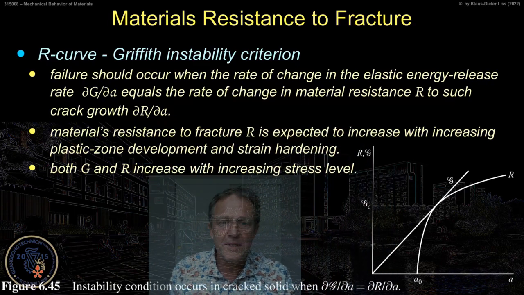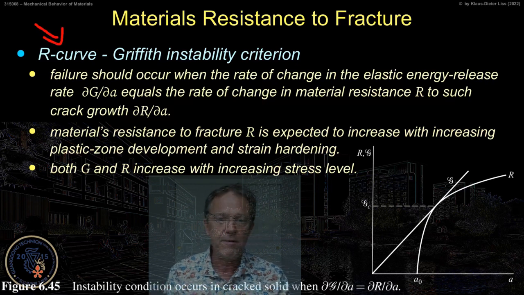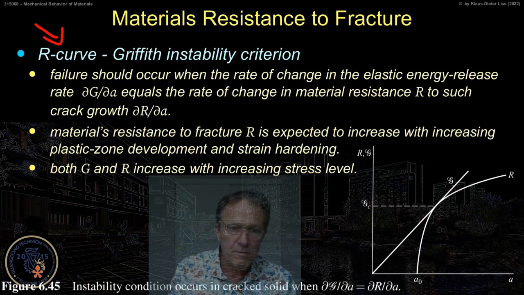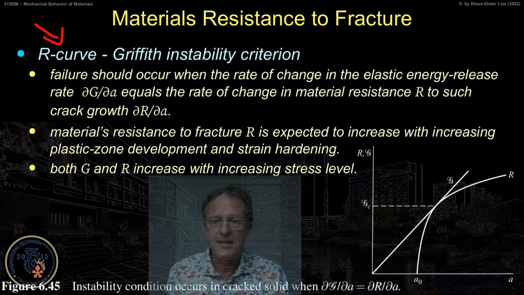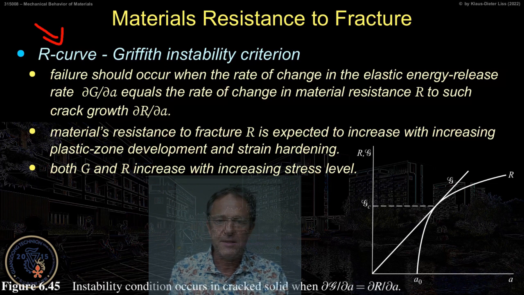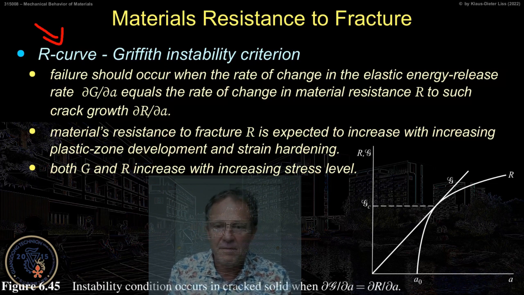So I introduce here the material's resistance to fracture, which is also called the R curve, the Griffith's instability criterion. You can find this in the textbook, and it tells failure should occur when the rate of change in the elastic energy rate dG over dA equals the rate of change in material resistance R, then crack growth occurs.